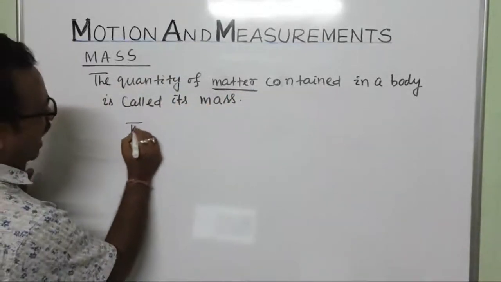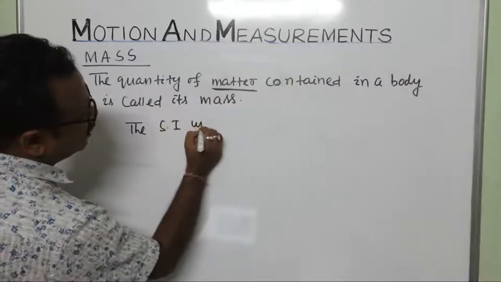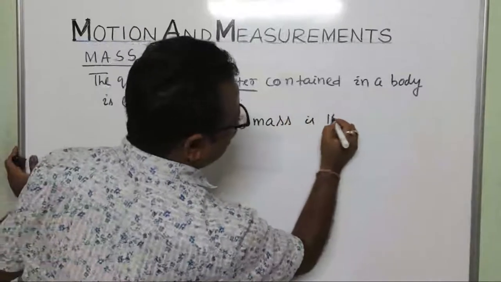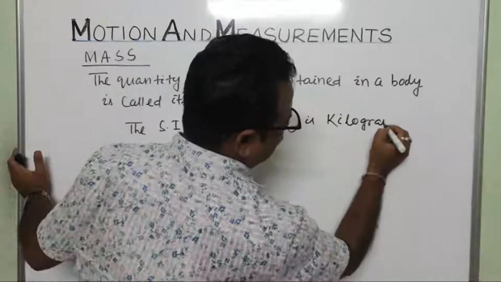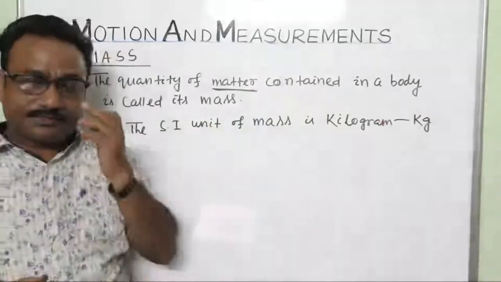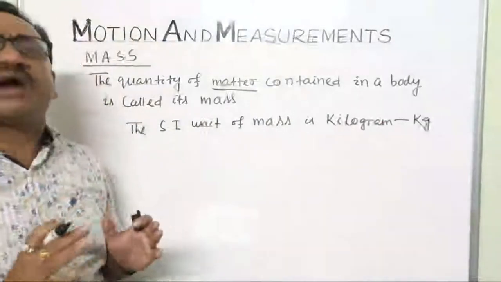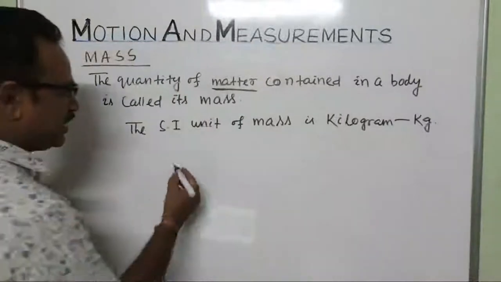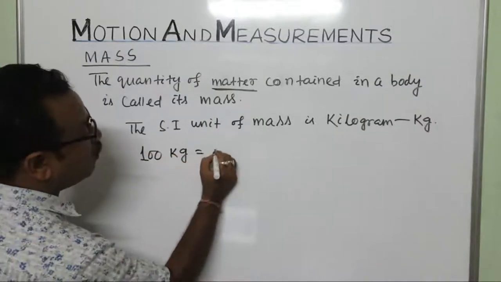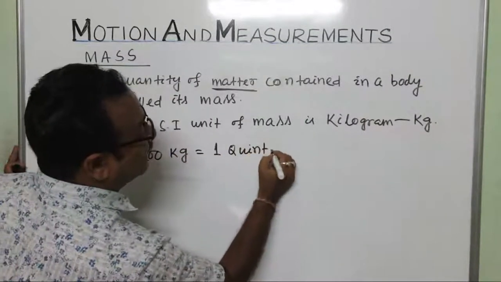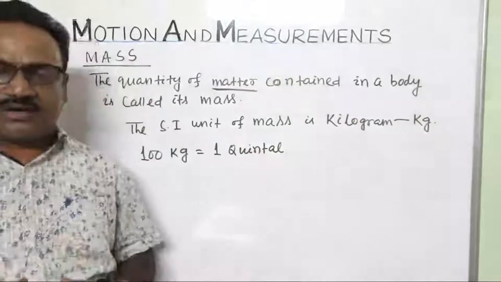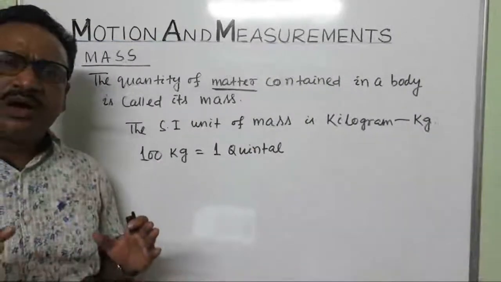We know the SI unit of mass is kilogram, or shortly we abbreviate it kg. SI unit, kilogram. Now it has different other units. What are the other units? Multiples of kilogram. See, 100 kilogram is equal to 1 quintal, Q-U-I-N-T-A-L. Bigger unit, quintal. 100 kg is 1 quintal.